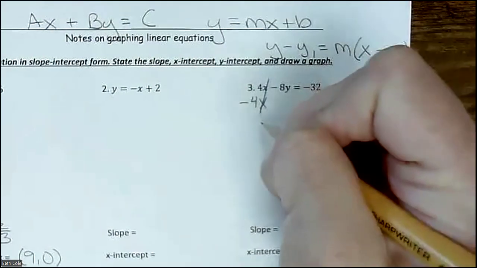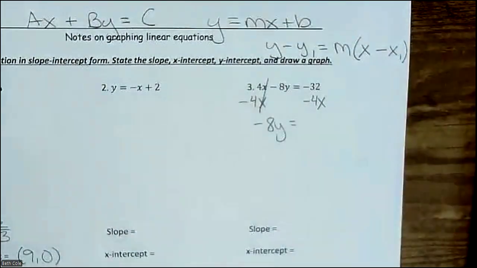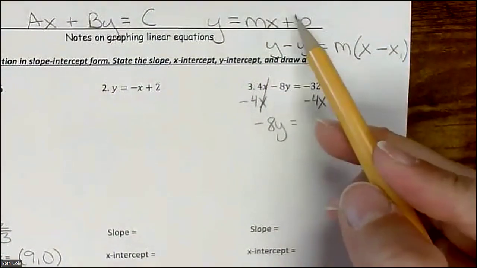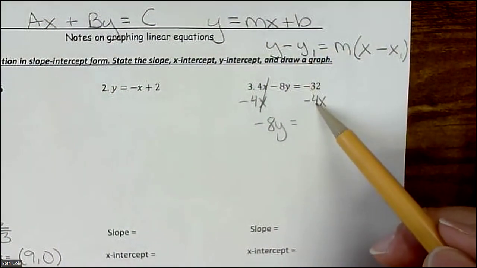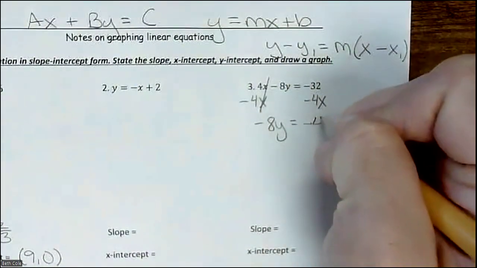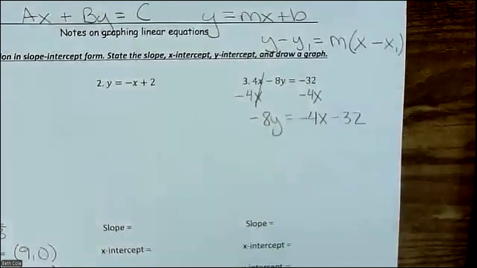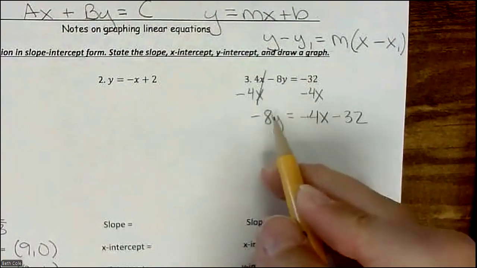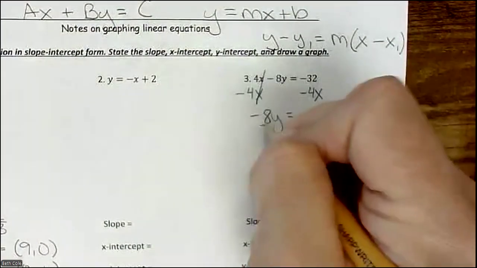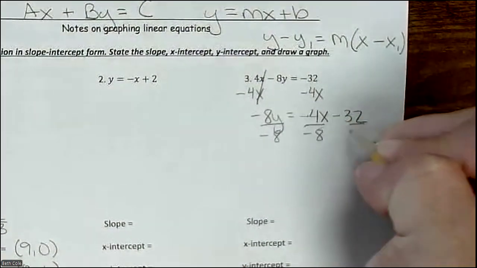So that's going to give us negative 8y equals, and what order should I write that in if I want it to be in this format? Good. Everything's negative, which is kind of annoying, but yeah, put the x's first. Negative 4x minus 32. Very good. And then your last step, how do you get rid of the negative 8? Okay, divide. Now you have to divide everything by negative 8.